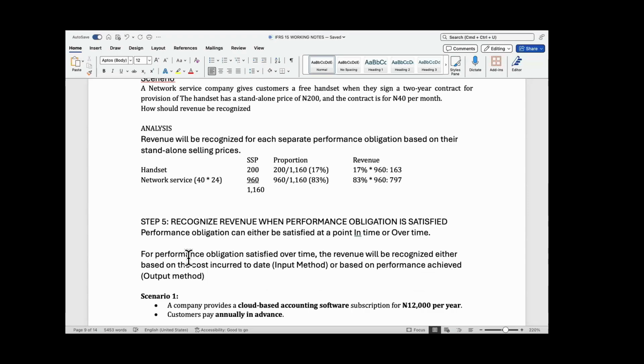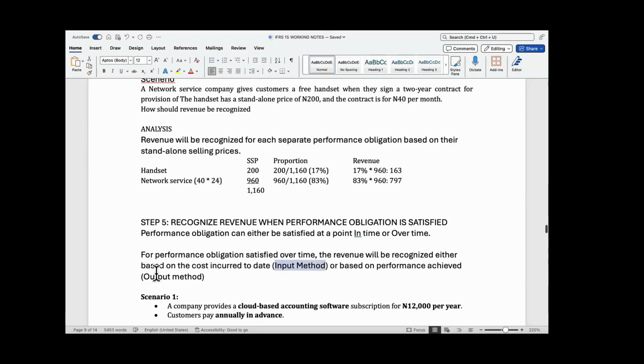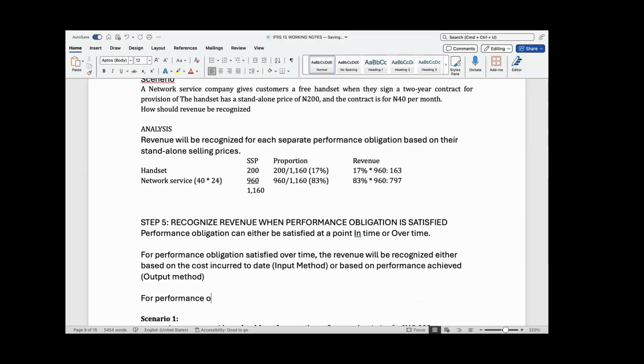Okay, so I think it's better we use scenarios to explain how we recognize revenue over time. But for performance obligation satisfied at a point in time.